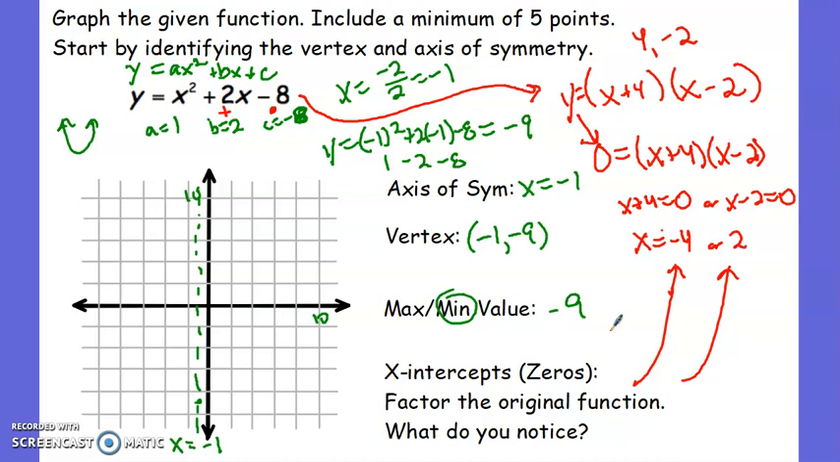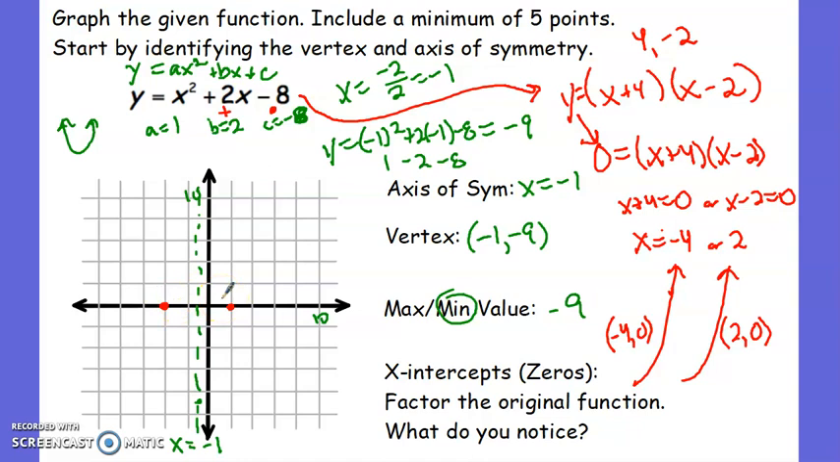Is going to cross the x-axis at negative 4, because when y was 0, x was negative 4 would be a good solution. It's also going to cross that x-axis at 2. So I could plot those points at positive 2 for us on our graph. And at negative 4, 2 is 4 on our graph. And notice how they are perfectly symmetrical around that axis of symmetry.